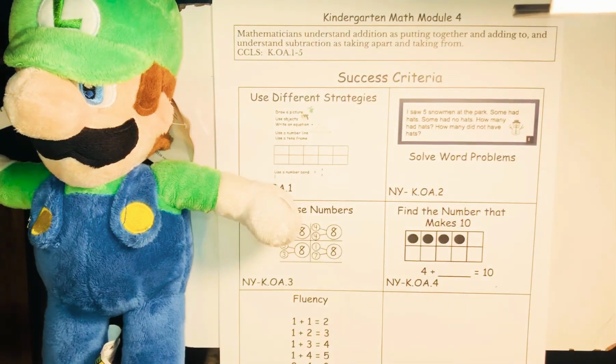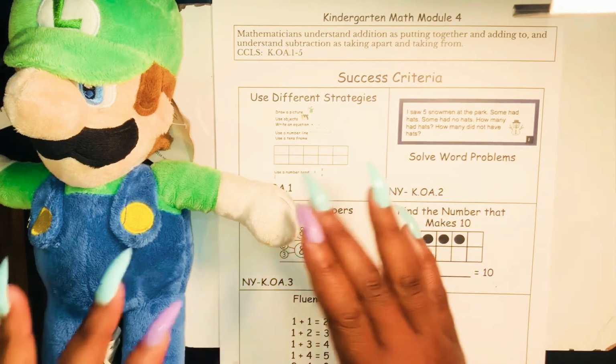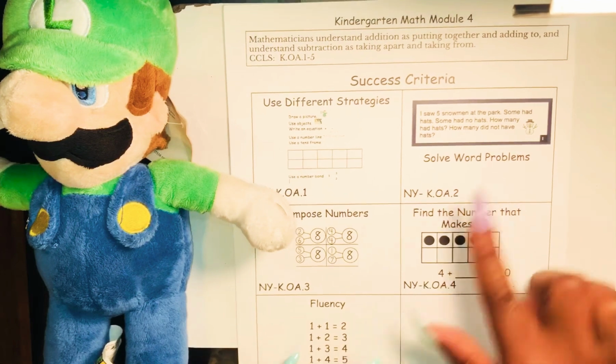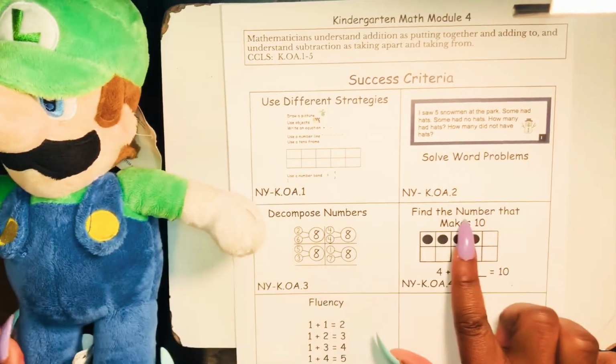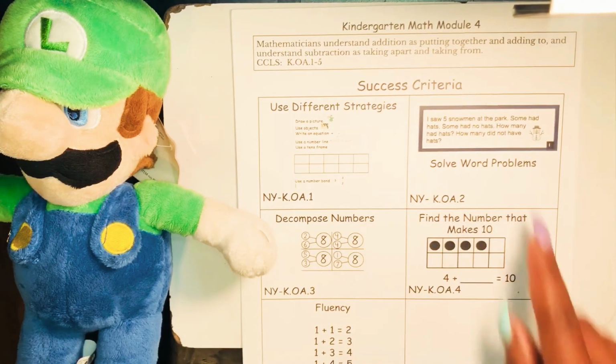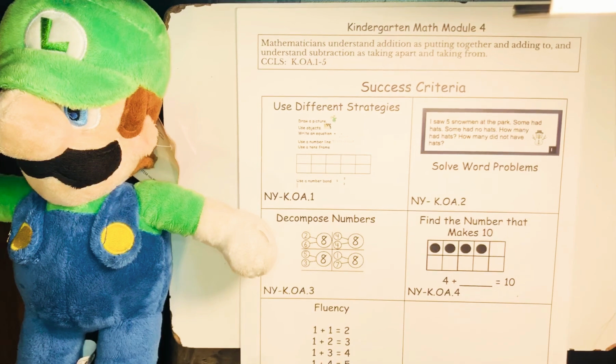Okay, boys and girls, as you all know, we are in module 4 of our math unit. Some things that we are working on are using different strategies, solving word problems, decomposing numbers, finding numbers that make 10, and fluency. So make sure that you remember that these are the overall goals for this unit. Today we're going to be working on decomposing numbers.